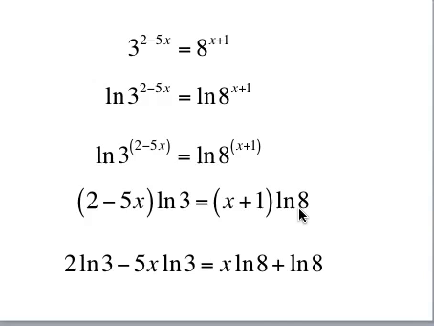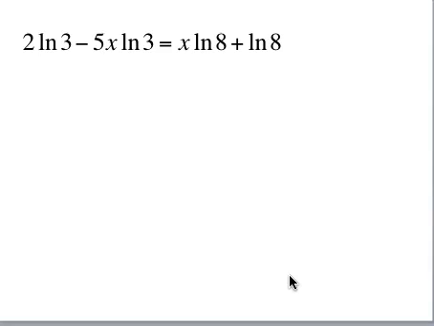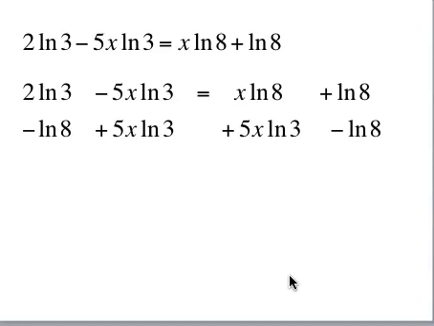And our goal is to solve for x. So I want to get all of the x's on one side. I want to get all of the numbers on one side. Factor and divide. So we need to think about how we are going to get all of the x's on one side of this equation, all of the numbers on the other. So here's where we are.